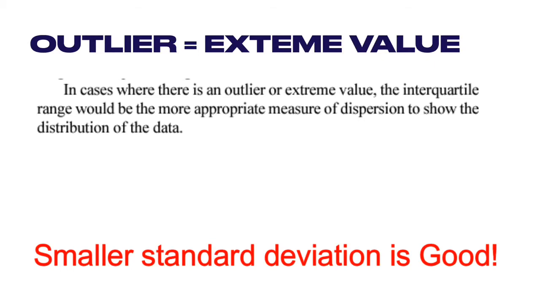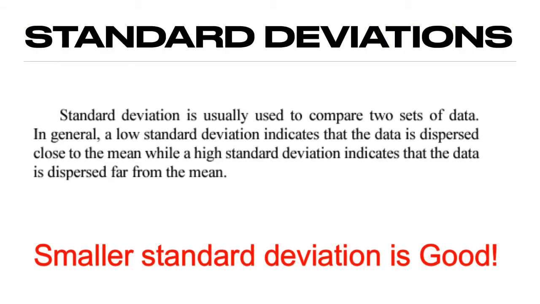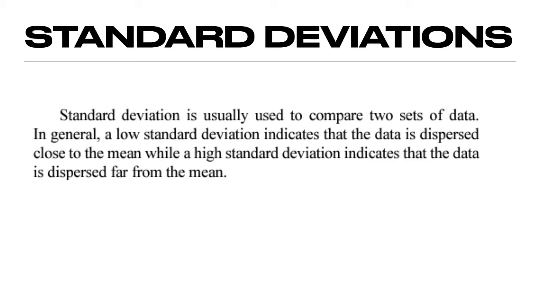Okay. Standard deviation is usually used to compare two sets of data. In general, a low standard deviation indicates that the data is dispersed close to the mean, while a high standard deviation indicates that the data is dispersed far from the mean. So we prefer a low standard deviation. The lower the standard deviation, the more consistent the data is.